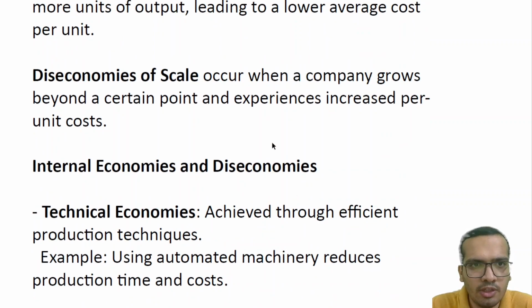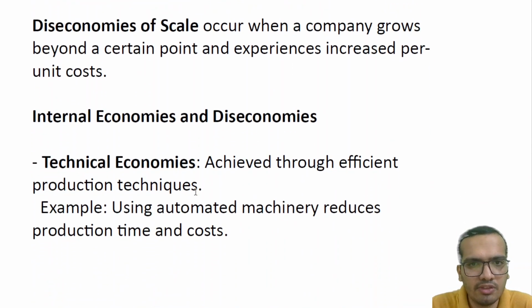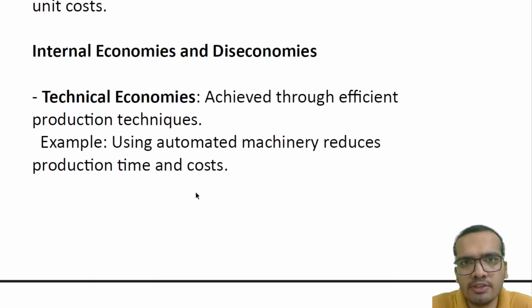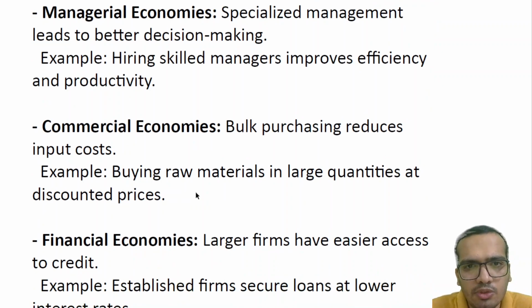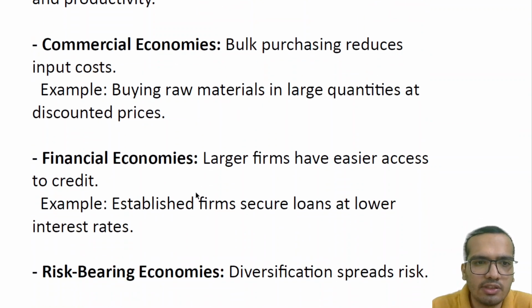So there are some factors for both economies and diseconomies. We will be discussing that. First, internal economies and diseconomies. In that, technical economies, achieved through efficient production techniques. Example, using automated machinery reduces production time and cost. Then come managerial economies, that is specialized management leads to better decision making. Example, hiring a skilled manager improves efficiency and productivity. Then comes commercial economies, that is bulk purchasing reduces input cost. Example, buying raw material in larger quantity at a discounted price.